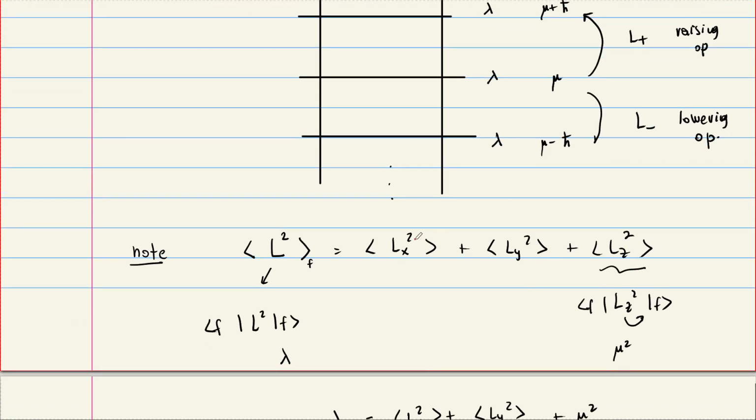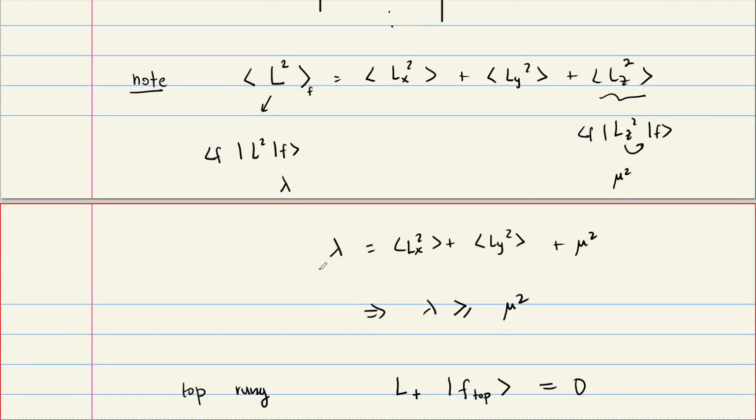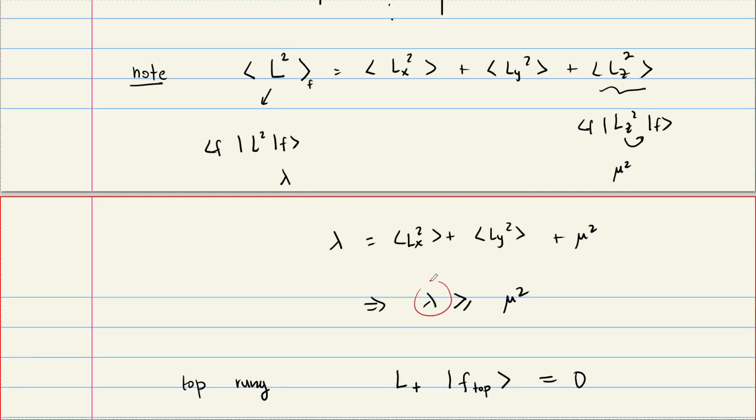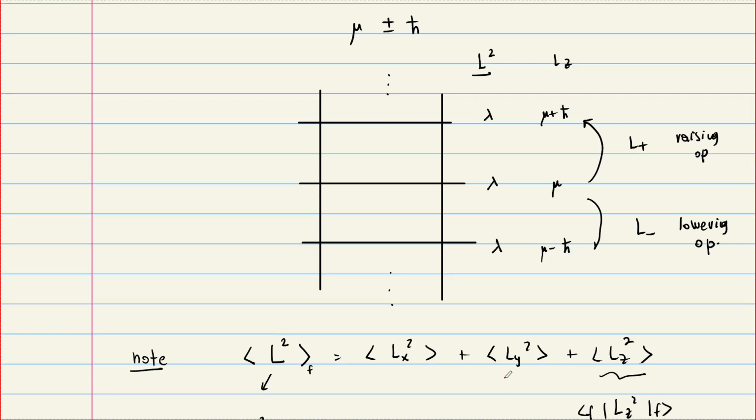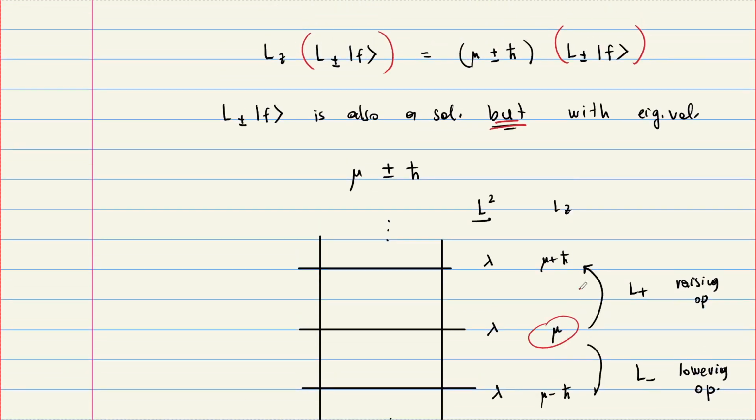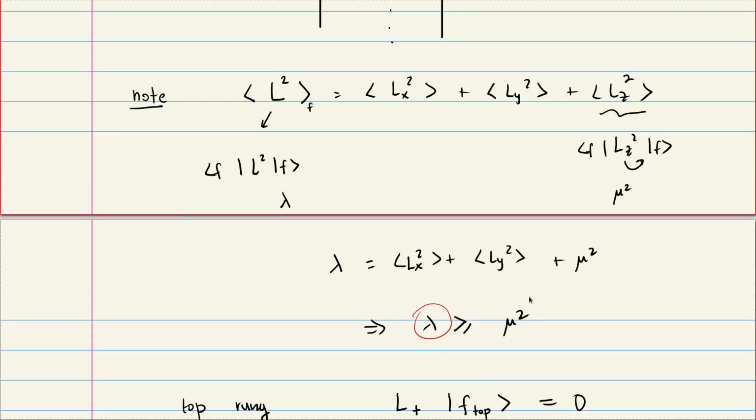Then we consider the expectation value of L squared. This is the expectation value in any given state, but we considered F. And from here we saw lambda needs to be bigger than or equal to mu squared. Then this increase of eigenvalue by operating L plus should not go on forever, or the decrease should not go on forever. There has to be an upper and a lower boundary.